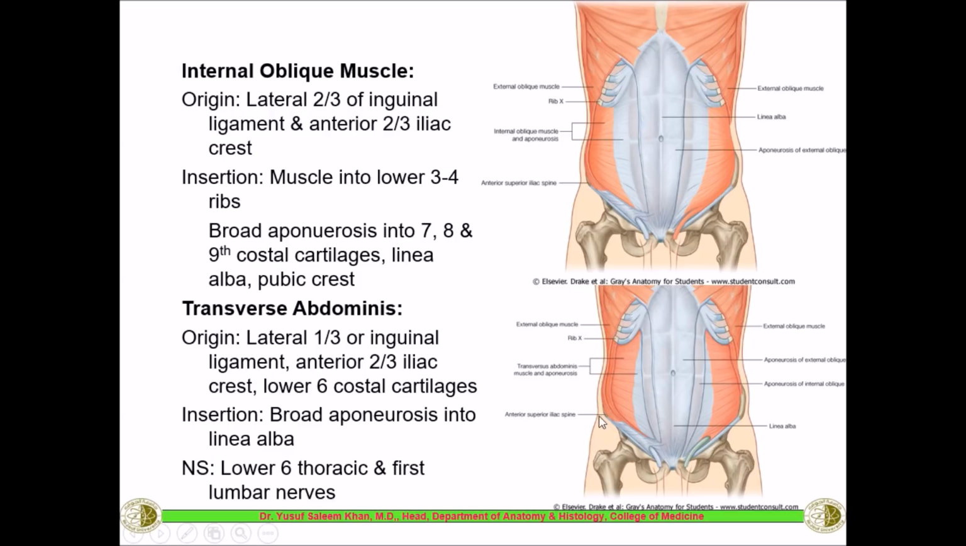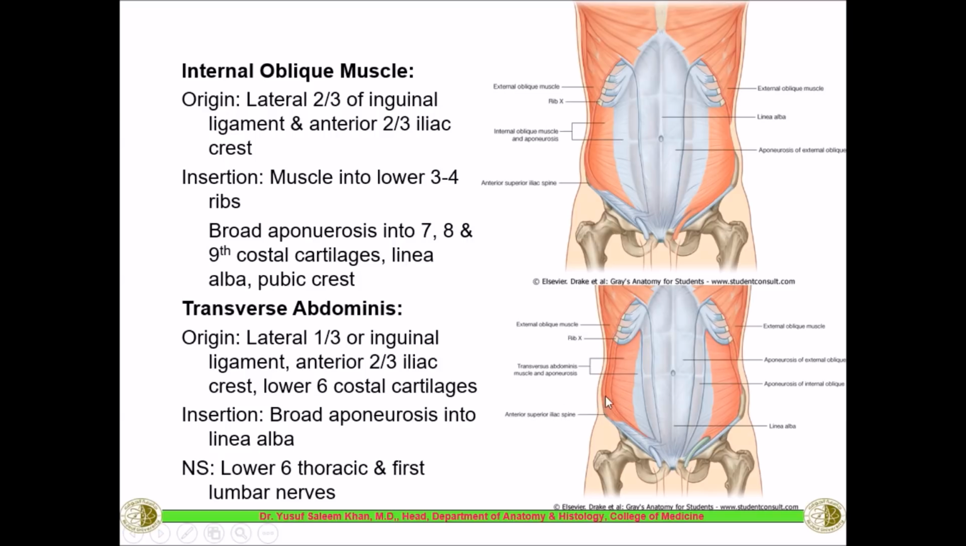As well as this will be taking origin from the lateral 1/3 of the inguinal ligament, but in case of the internal oblique, it was taking origin from the lateral 2/3 of the inguinal ligament. So this will be taking origin from the lateral 1/3 of the inguinal ligament, as well as the anterior 2/3 of the iliac crest inner lip. So this will be the origin of this muscle.